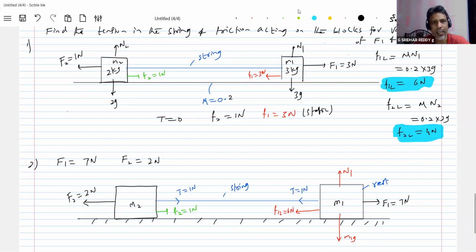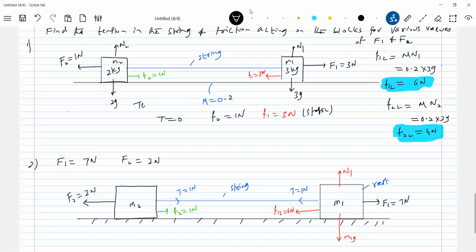Now you can ask, tension was 0, no. Previous case tension was 0. Tension in the string is 0. Sir? Sir, when we don't know the direction of motion, how can we decide the direction of friction, sir?